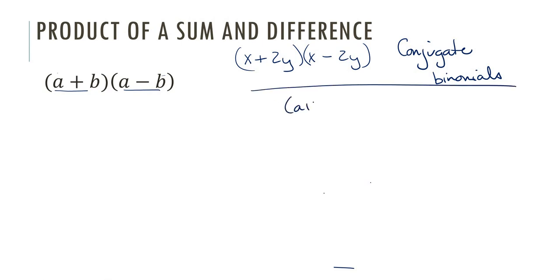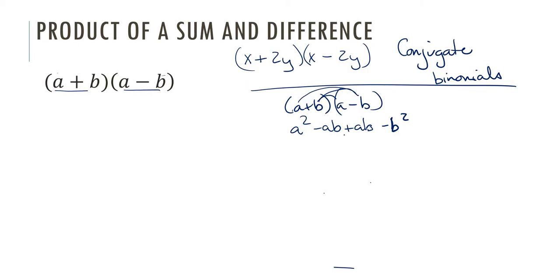So if I have a plus b times a minus b, and I FOIL it, a times a is a squared, a times negative b is negative ab, a times b is positive ab, and b times negative b is negative b squared. Look what happens to those.